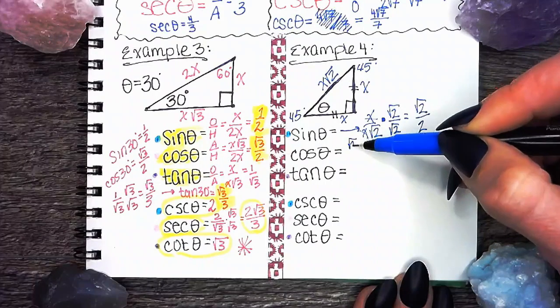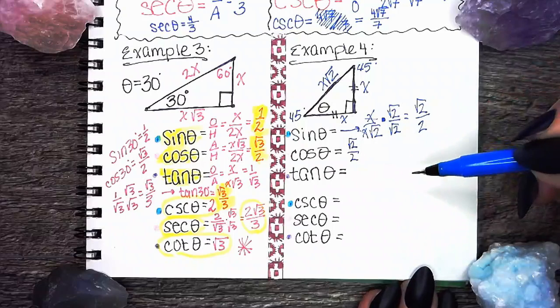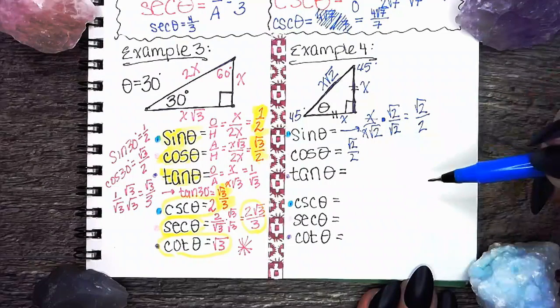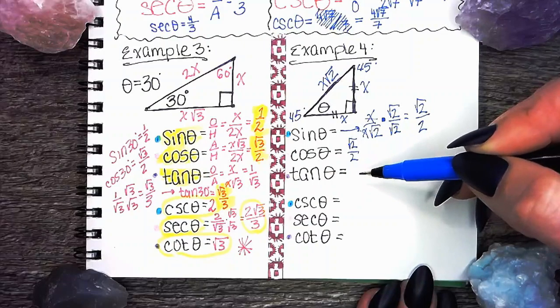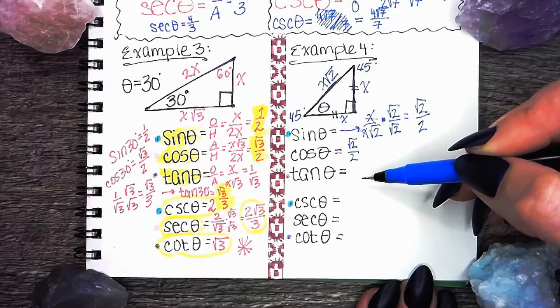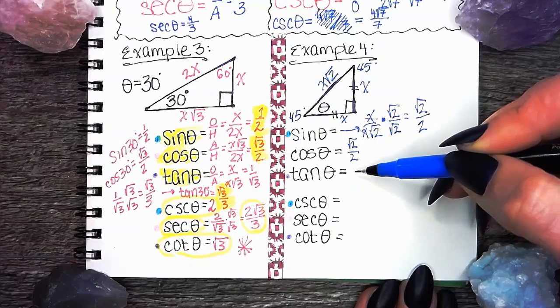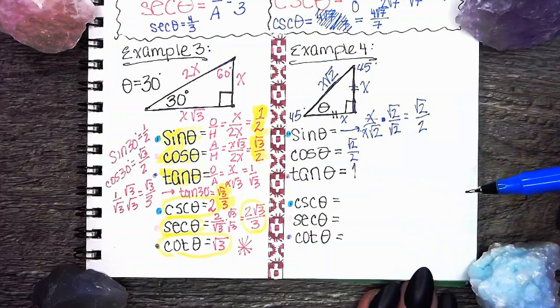Cosine of theta will be root 2 over 2 as well. Give that some thought. Now for tangent. Tangent is opposite over adjacent. What do you think tangent is? Tangent is 1, because anything over itself is 1.